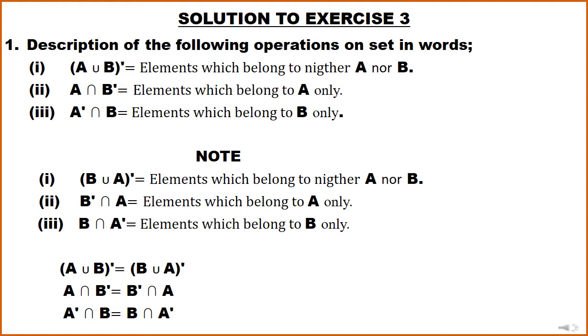II. (A intersection B) complement. It is also equal to elements which belong to A only, and we can find these members by subtracting the intersection members, or the number of intersection elements, from set A. The remaining number of items in set A becomes our A only.